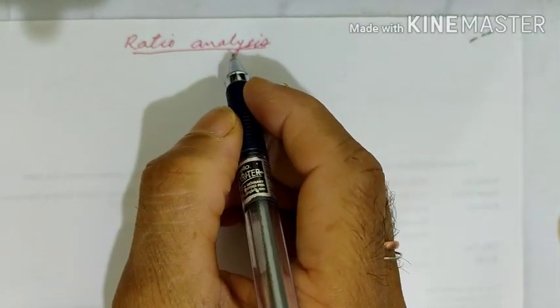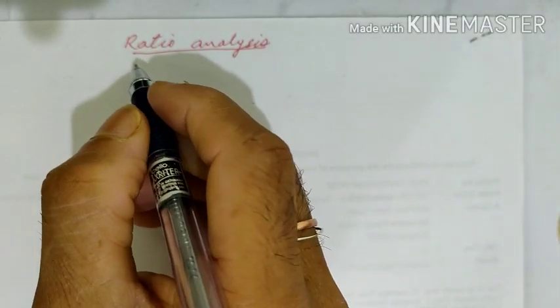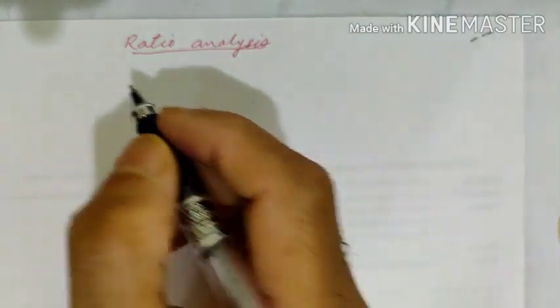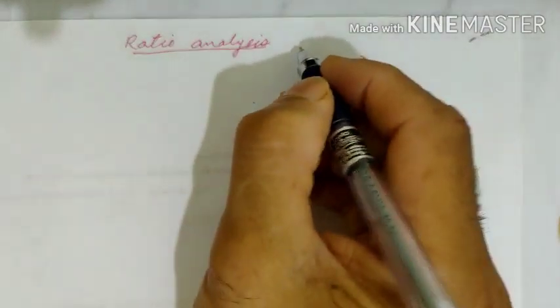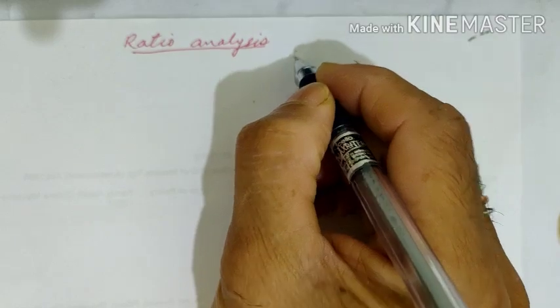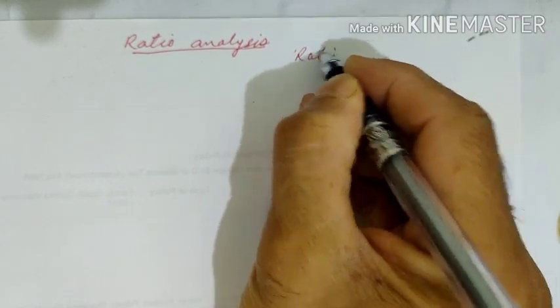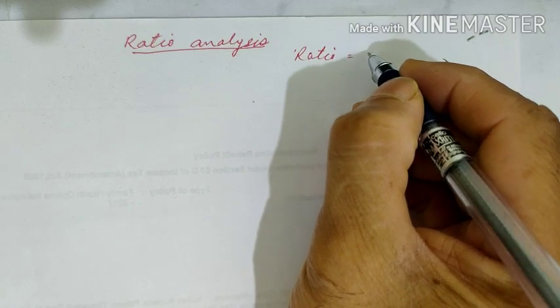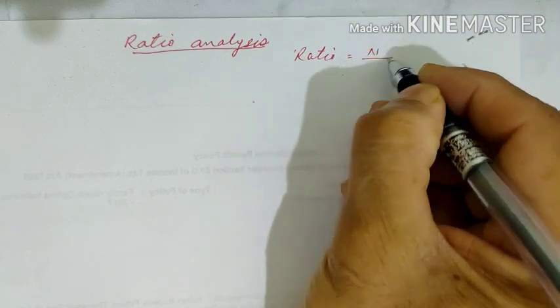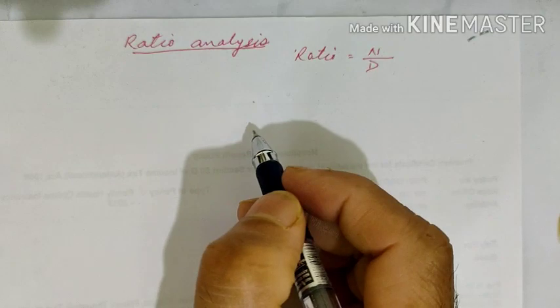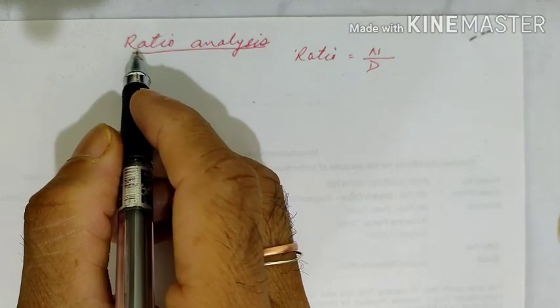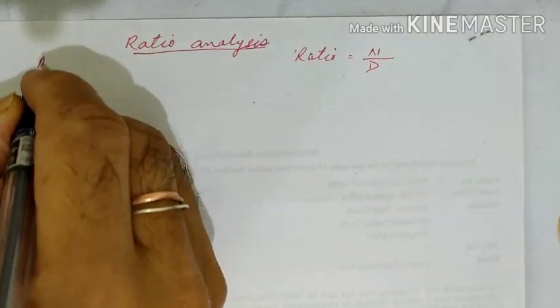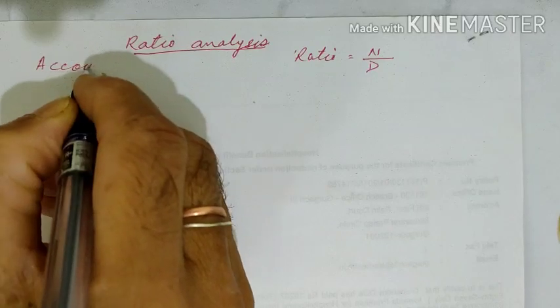Ratio analysis. Ratio shows the relationship between two factors, and these factors can be expressed in the form of a fraction where you have a numerator and a denominator. This ratio analysis in accounting is accounting ratios.